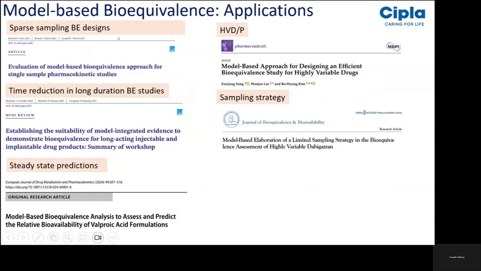Model-based bioequivalence has been implemented for several applications and has been published in various publications. For example, it can be implemented for sparse sampling BE designs, and it can also be used for time reduction in long-duration BE studies, such as long-acting injectables. This was under discussion during this workshop, and it was demonstrated to have a better prediction for steady state, and also can be used for highly variable drugs and drug products, for better designing of the study and also for sampling strategies.